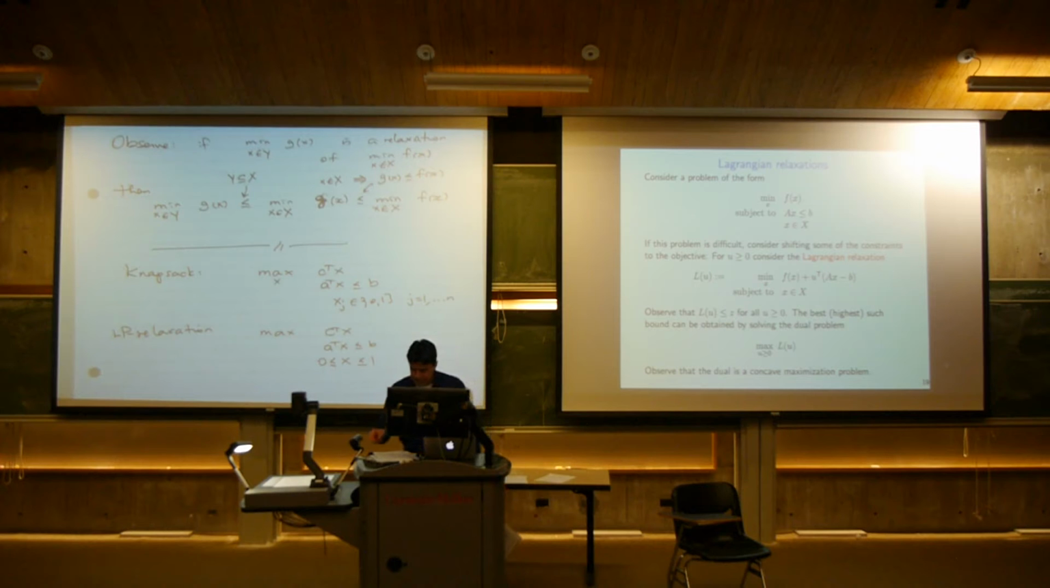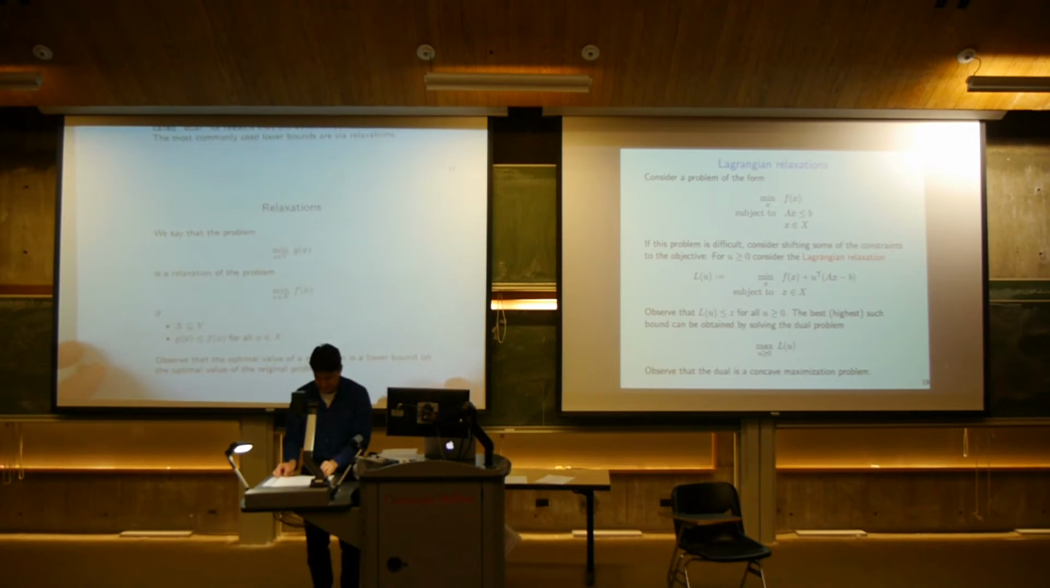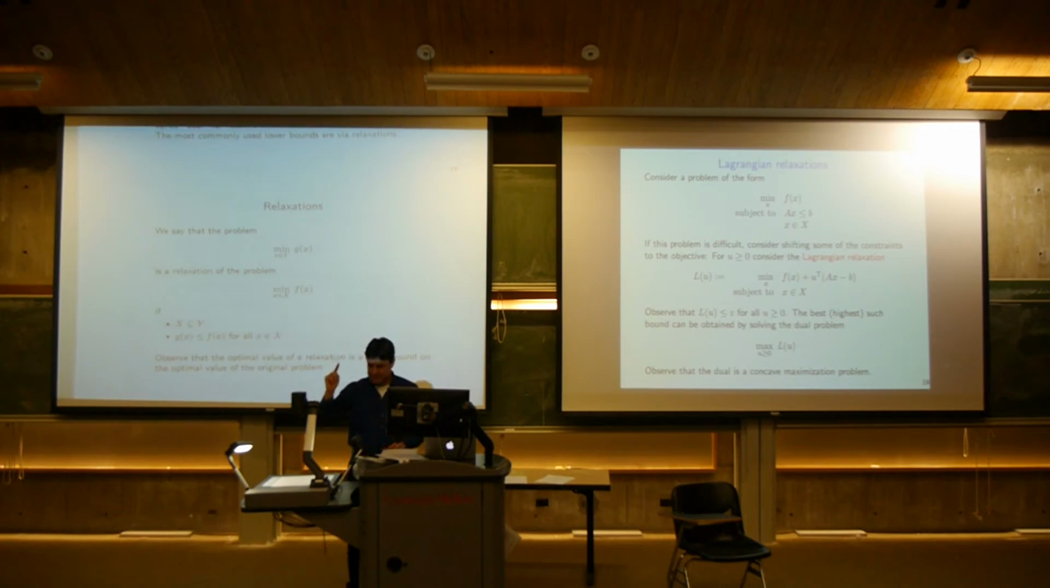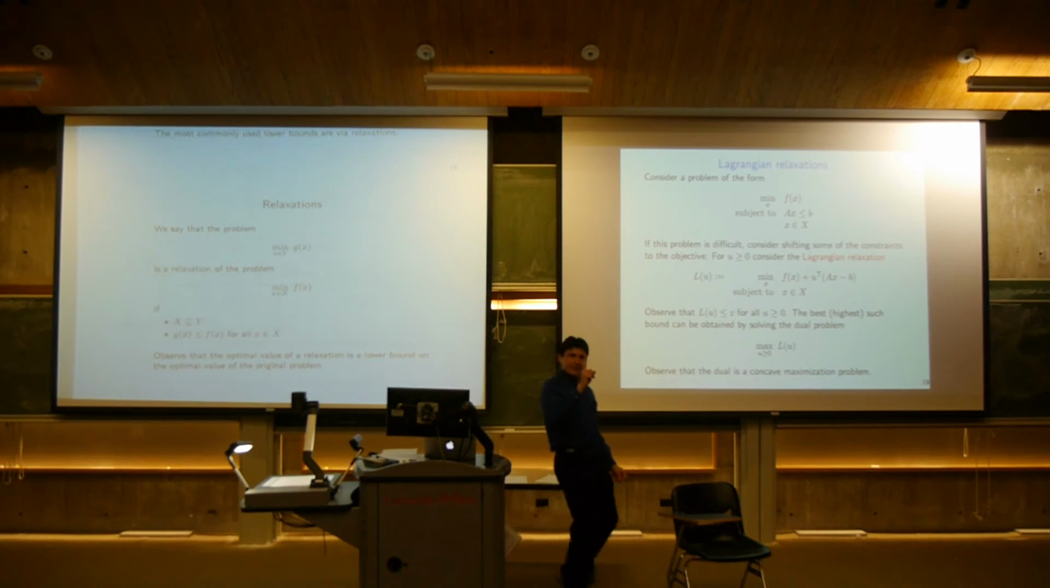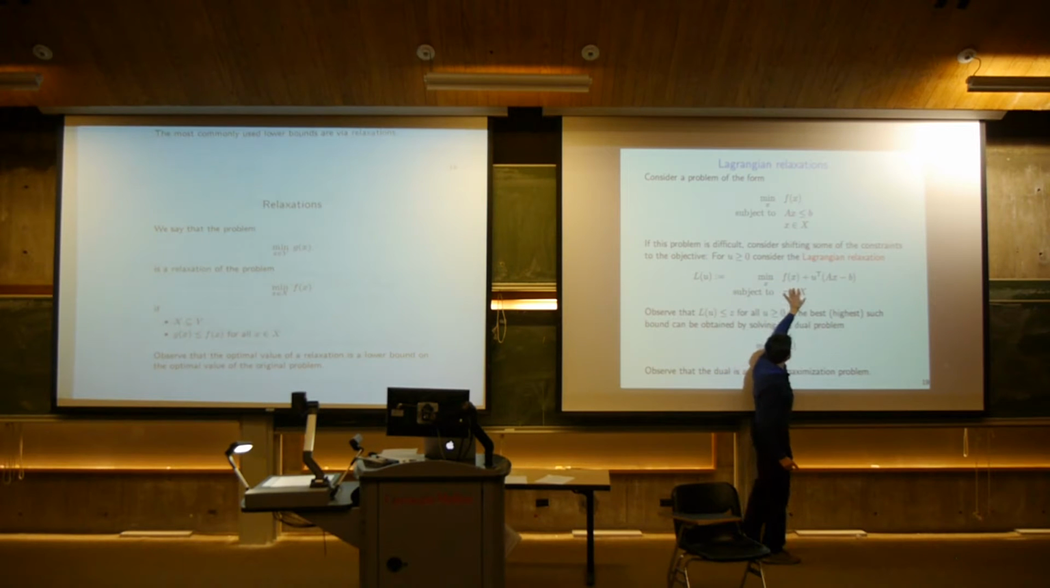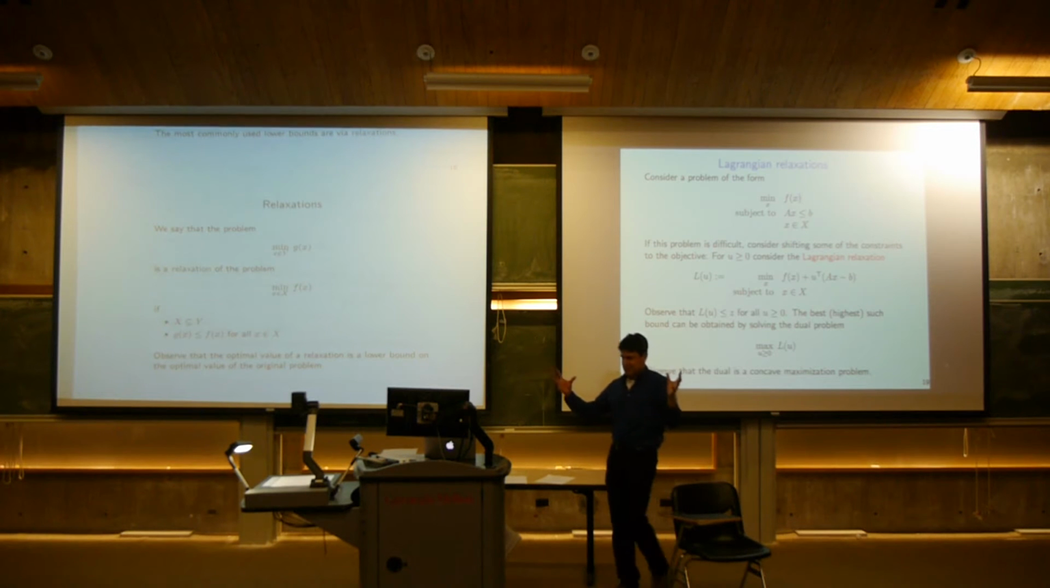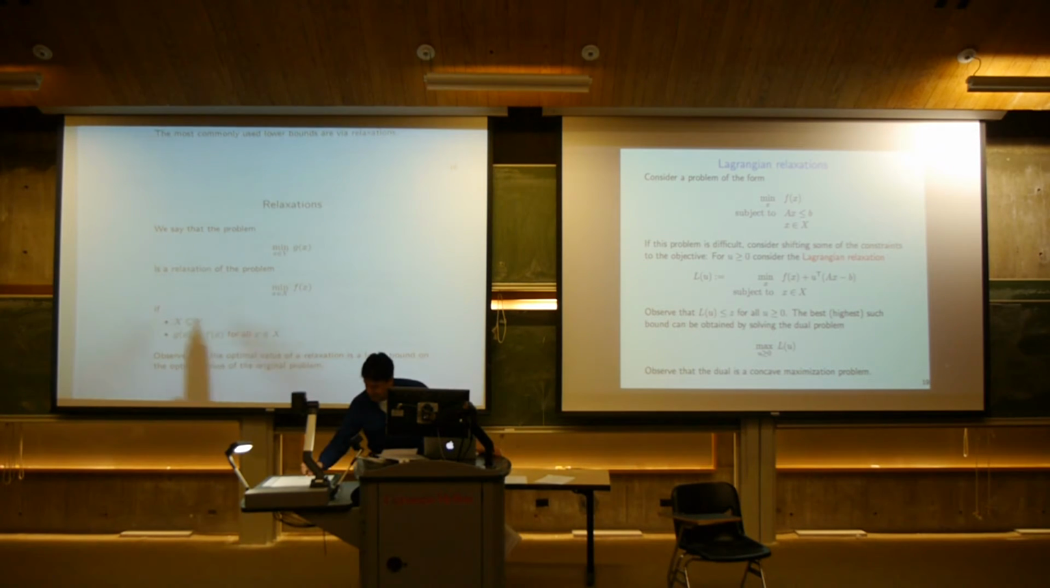Now, let me put back the definition of relaxation, because this is important. What is a relaxation by definition? By definition, a relaxation is one where the constraint set is bigger and the objective function, compared to the original constraint set, is also smaller. So look at this. This is cool. Sorry, the relaxation has to have a bigger constraint set. Okay?